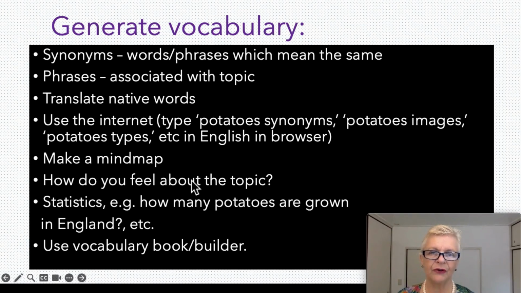Making a mind map. I just showed you how to make a mind map. It's very simple. There are no rules, really. It's just a way of enjoying what's in your mind. And then it's important to think about how you feel about your topic.